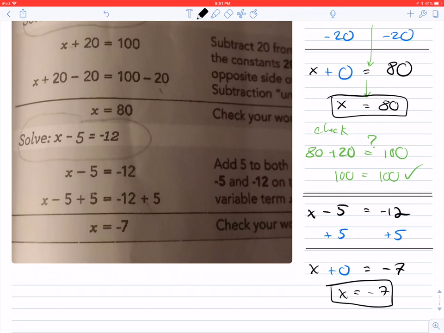Then the question is, okay, if x equals -7, what does this mean in the original context? So we're saying that -7 minus 5 is -12. -7 minus 5 is the same as -7 plus -5. So -7 plus -5 is indeed -12.